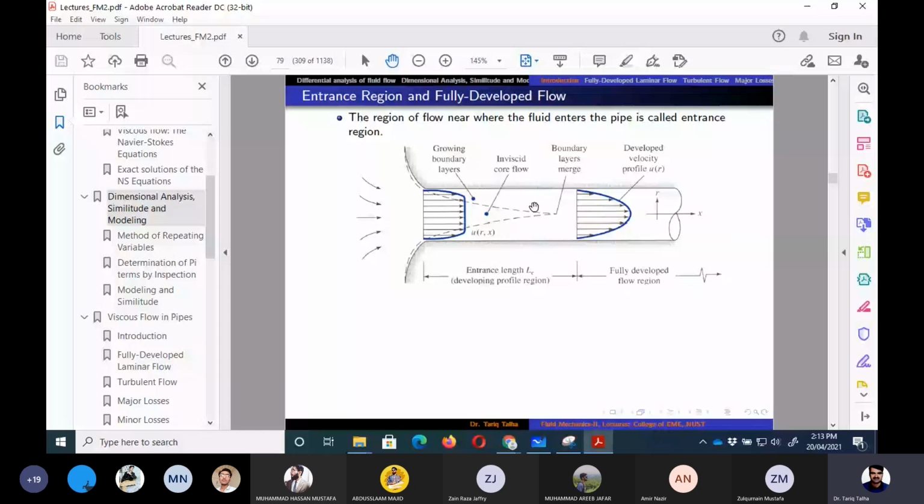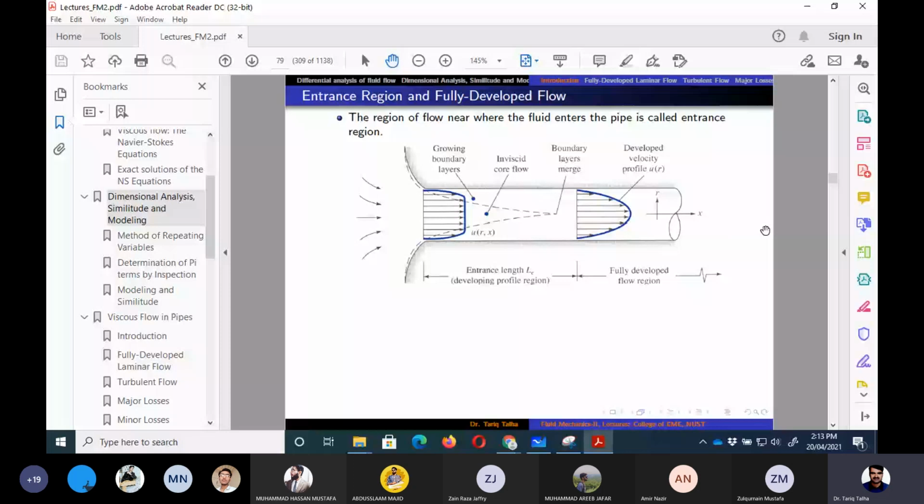In fully developed flow, the velocity does not change in the flow direction, so it means along the streamline. If we follow one streamline, and this streamline has a velocity of 1 meter per second, it would remain 1 meter per second throughout the pipe until the flow goes through any component like a valve or T joint or whatever. Up to that point, it would be fully developed, right?